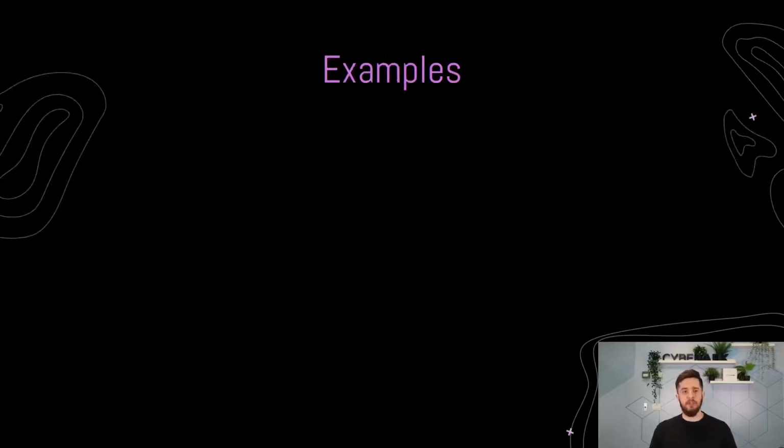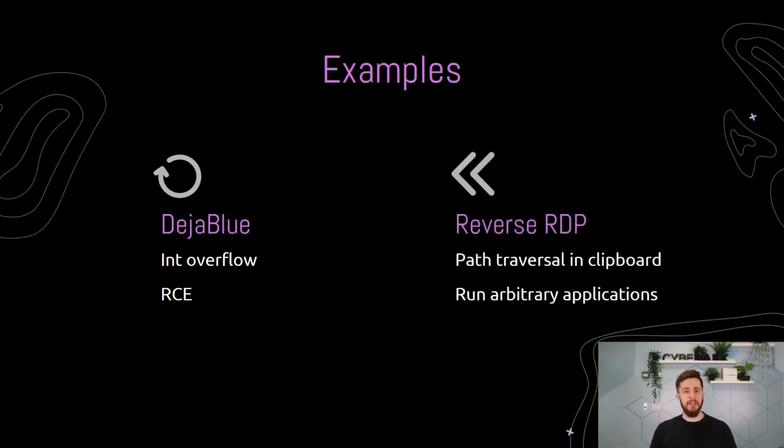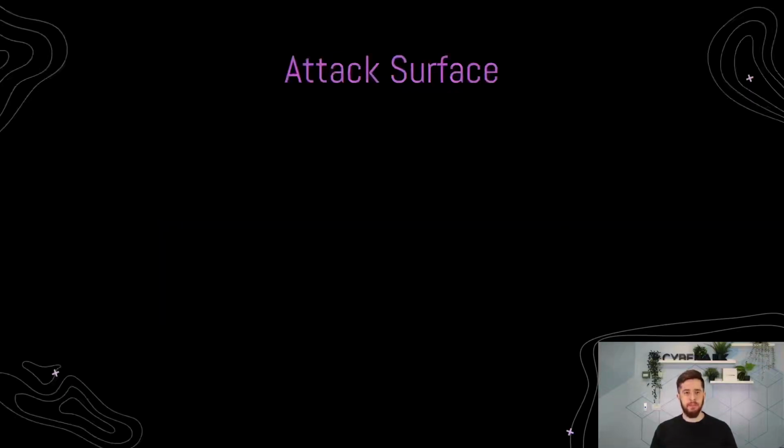Now, these two attack vectors are not merely theoretical. There have been some real-life examples for both of them in the last few years. And just to name a couple, we saw DejaBlue for the first attack vector. It was an integer overflow bug in a decompress function in the RDP server that allowed attackers to run arbitrary code remotely. And for the second attack vector, we saw Reverse RDP, which was a path traversal bug in Microsoft's RDP client that allowed the RDP server to run arbitrary applications on a connecting client.